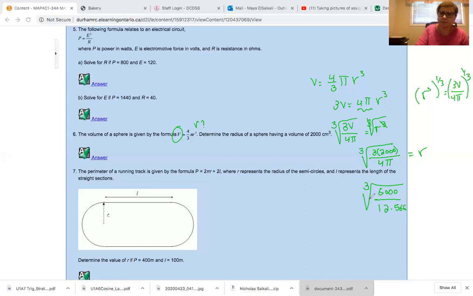I'm going to do 6,000 divided by the 12.566, and that's going to be about 7.8. So determine the radius. It doesn't say to how many decimal places, so we're going to leave it to 1 decimal place, so that's going to be 7.8 centimeters is the radius. All right. So isolating is a problem, but then putting it in the calculator is another one. Okay, so be careful, guys, please. If you have any questions, do not hesitate to email me.